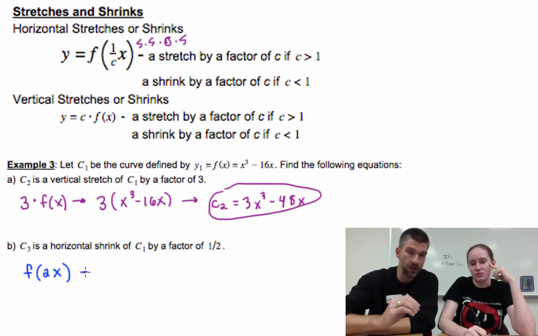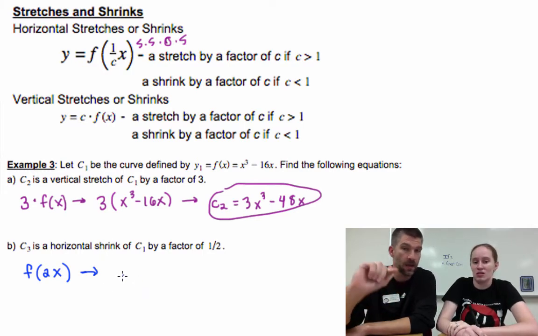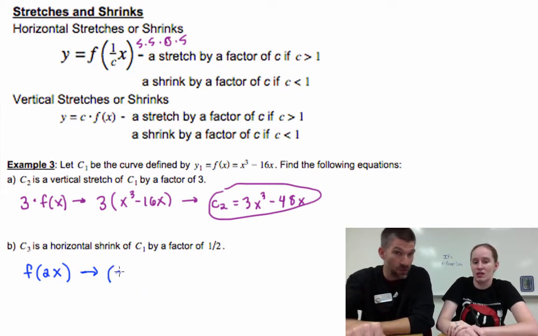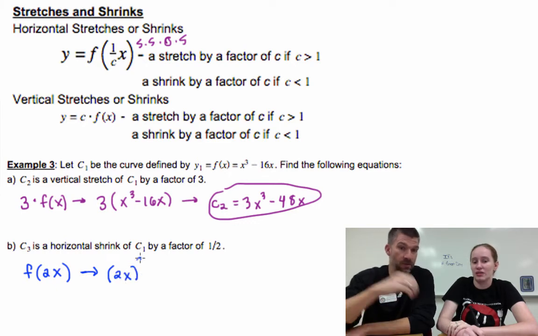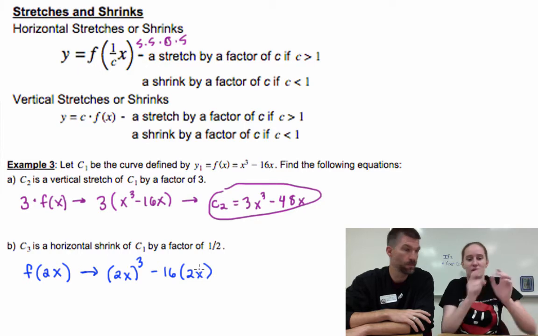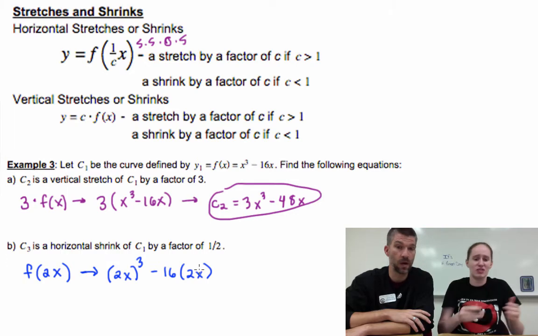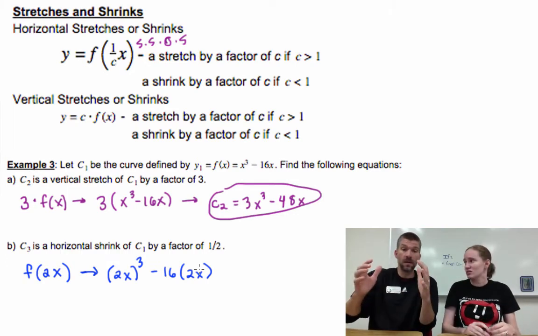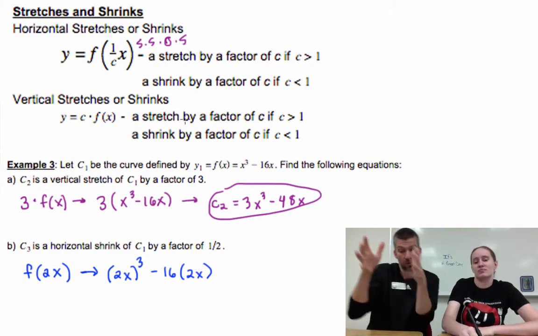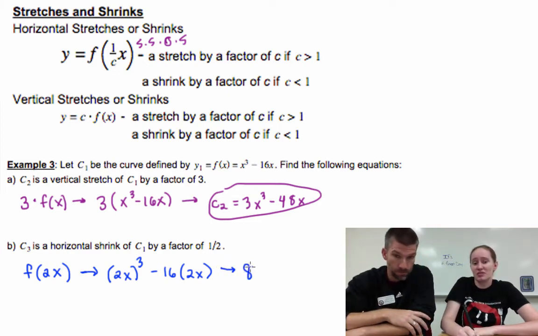This is why function notation is so important, because now we're saying the function of 2x. That means everywhere we had an x in the original, every x now becomes 2x. Where we had x cubed, now we've got (2x) cubed. Where we had negative 16x, now we've got negative 16 times 2x. Everywhere that we had x, we put 2x, and we put it in parentheses because 2x cubed is 2x times 2x times 2x. That's important. That can really be a deal breaker.